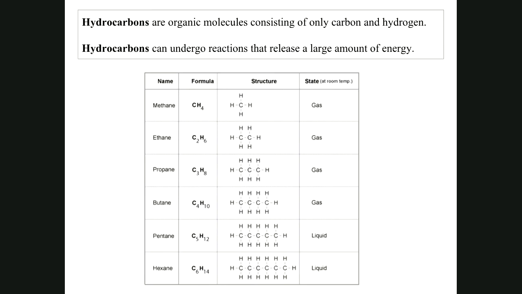It says hydrocarbons. Hydrocarbons, like the name says, are made of hydrogen and carbon, organic molecules consisting of only carbon and hydrogen. Hydrocarbons can undergo reactions that release a large amount of energy. Well, yeah, look at these that are gases. Methane, that's natural gas. Ethane is a gas. Propane is used for cooking, and butane too. Pentane and hexane are liquids. You've probably heard of those, and they are used for supplying energy when you burn them. But those are made only of hydrogen and carbon. You can see it's a chain of carbons with the maximum amount of hydrogens on those.